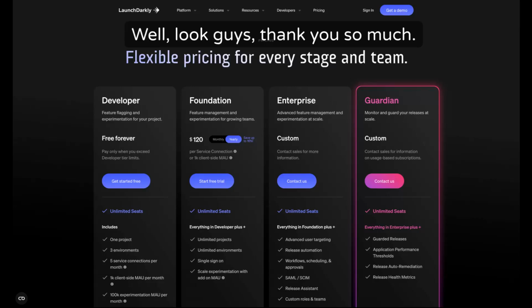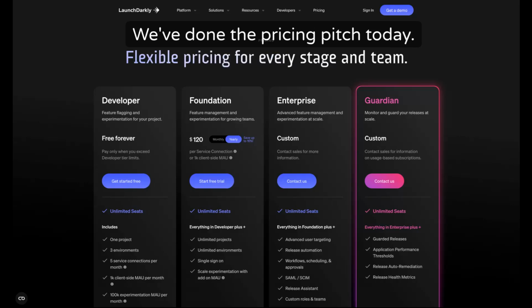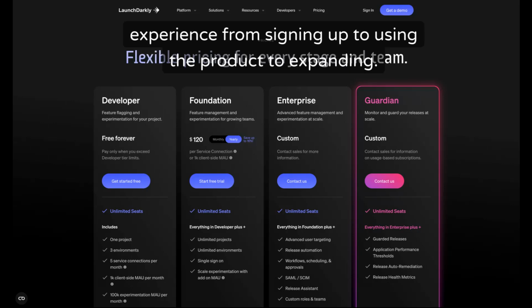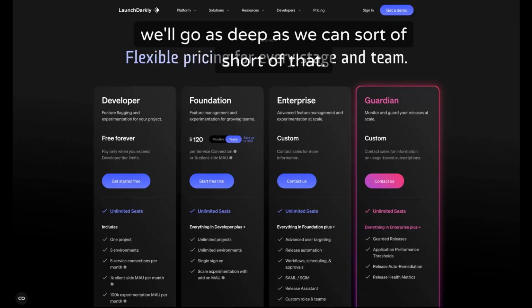Well, look, guys, thank you so much. That wraps part 1 of our 2-part teardown of LaunchDarkly. We've done the pricing page today. Next week, we're going to go as deep as we can into the entire purchasing experience, from signing up to using the product to expanding. We obviously won't go through an enterprise sales process, but we'll go as deep as we can, short of that.